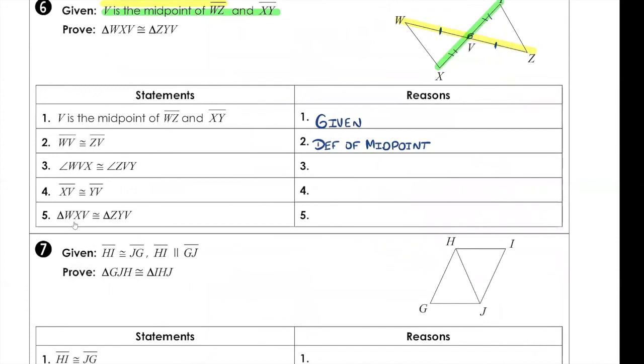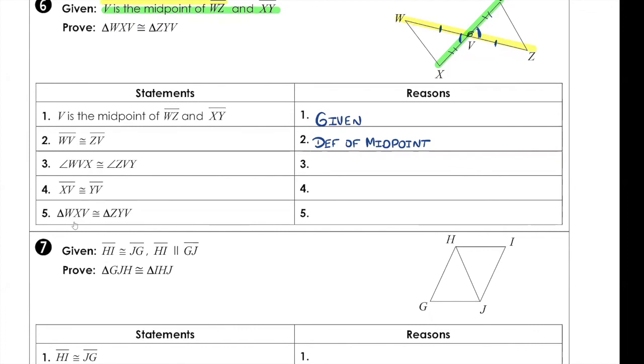WVX is congruent to ZVY. So that's saying that these two angles are congruent. Those are vertical angles. Thank you, Cole, for being the first one to say that. He actually did say it before you got to school. Okay. So that is the vertical angle theorem. Vertical angles are always congruent.